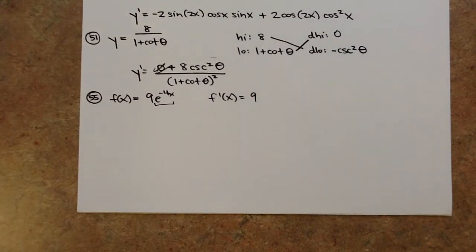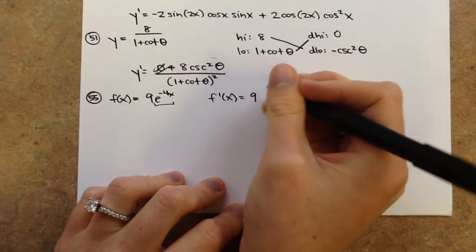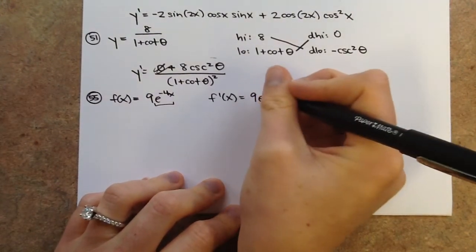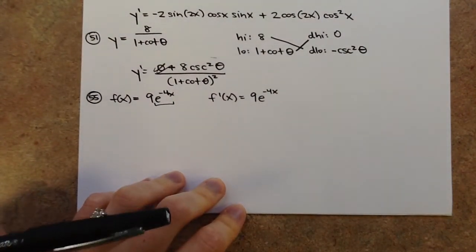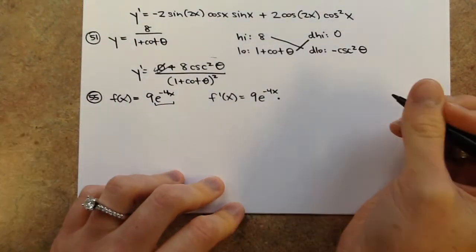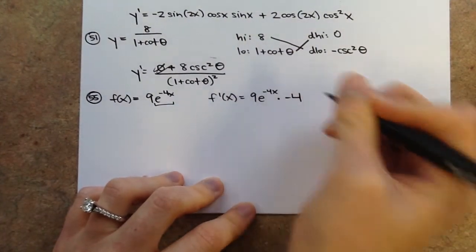My main function is e to the x, or like e to the u, I guess we could say. The derivative of e to the u is just e to the u. Remember, we always leave our nested function in place, and the last thing to do is multiply by the correction factor. That's the derivative of negative 4x. Since it's linear, the derivative is negative 4.